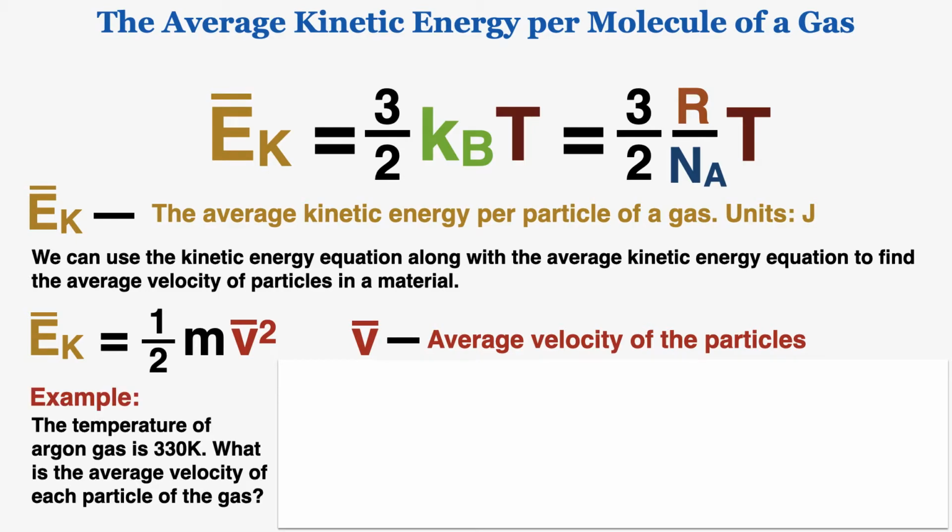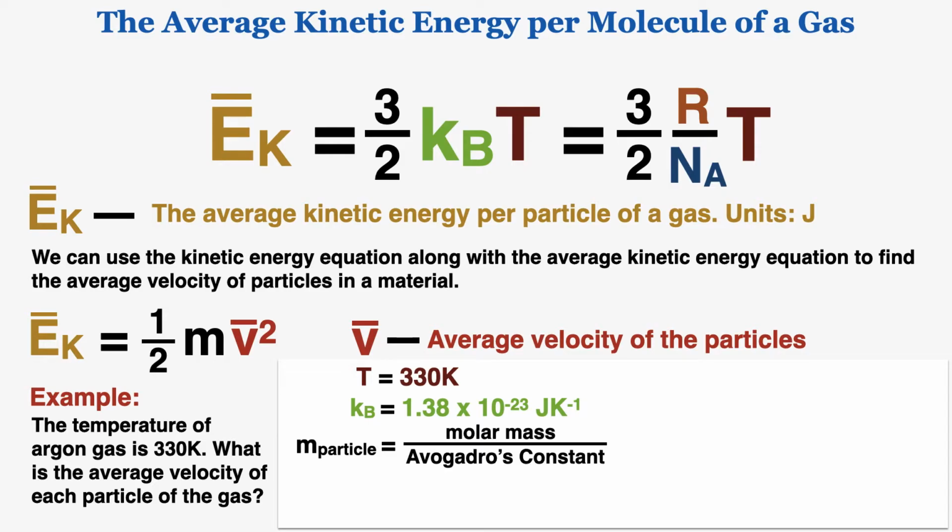As an example, the temperature of argon gas is 330 Kelvin. What is the average velocity of each particle of the gas? So I know the temperature is 330 Kelvin. This is Boltzmann's constant. And the mass of a particle is equal to the material's molar mass divided by Avogadro's constant.